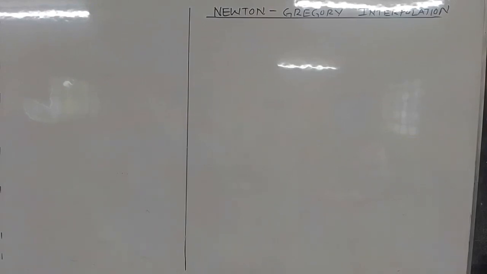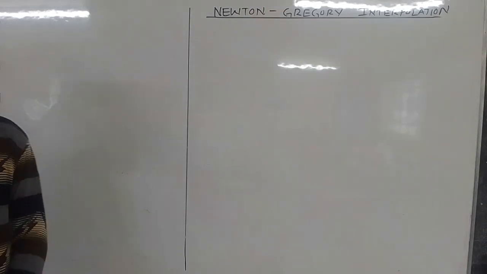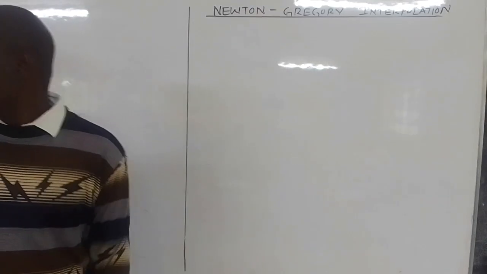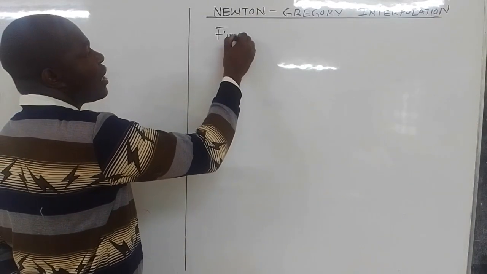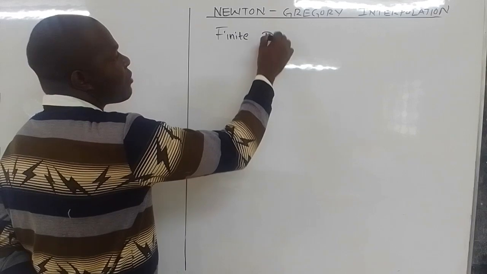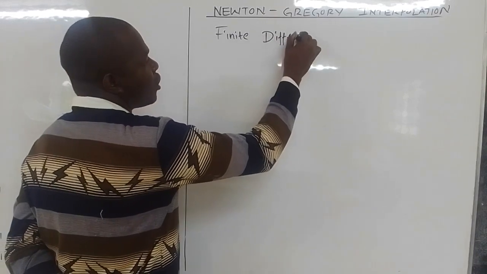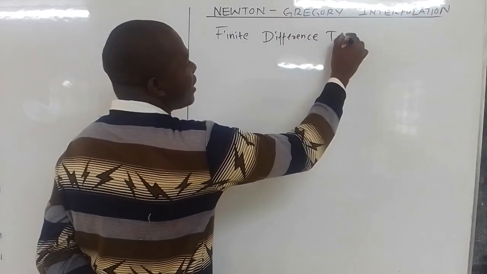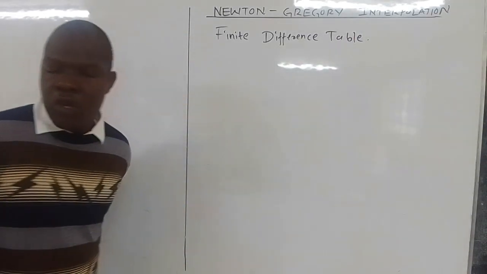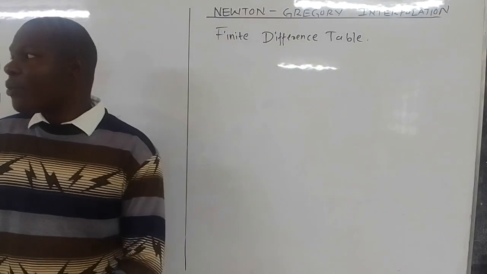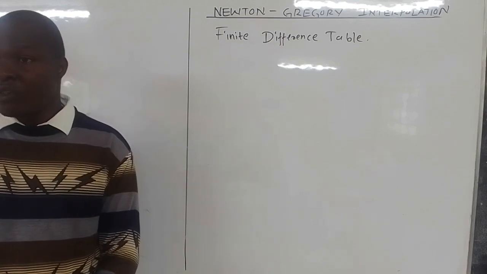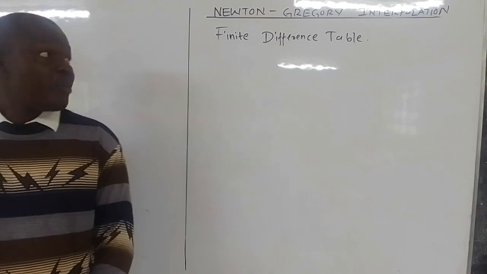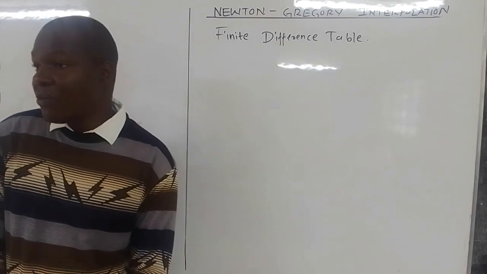Okay, now we want to talk about the Newton-Gregory interpolation. So in Newton-Gregory, for us to do the Gregory interpolation, the first thing you have to know is how to construct a finite difference table. You cannot do Newton-Gregory interpolation if you don't know how to construct a finite difference table. So we shall be seeing how to construct a finite difference table.